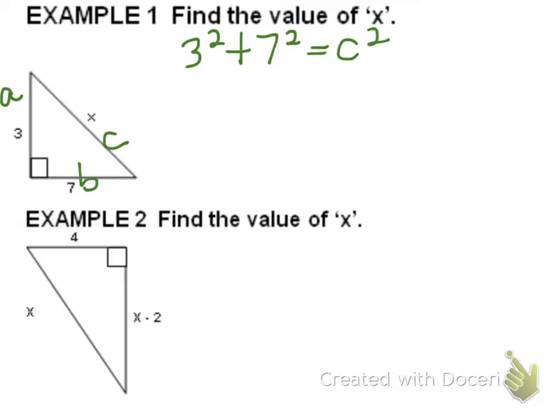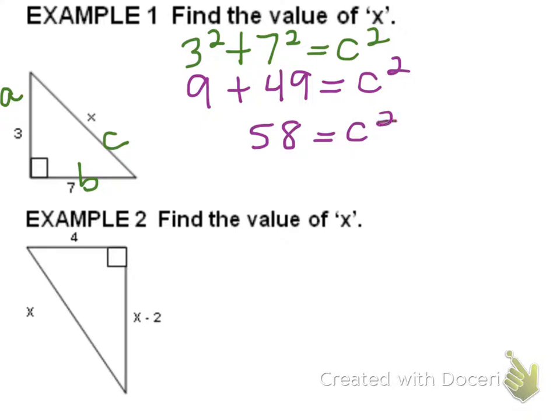I'm okay with you going straight to 9 plus 49. But I do not want you doing this entire thing in your calculator. I will be looking to make sure that you have work anytime you do Pythagorean theorem, because it is really easy to do one really silly thing wrong. So please make sure you're showing work. So 9 plus 49 is 58 equals c squared.